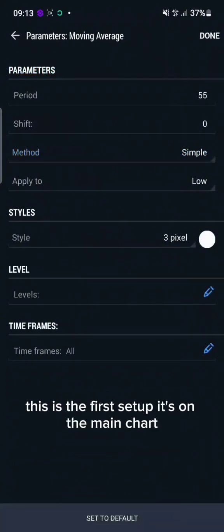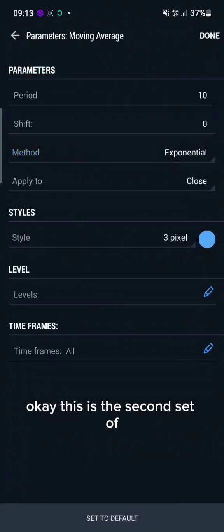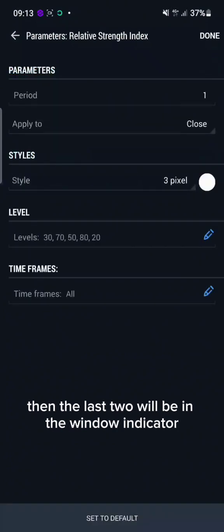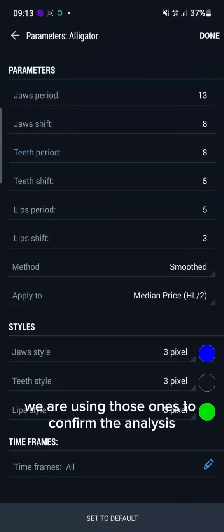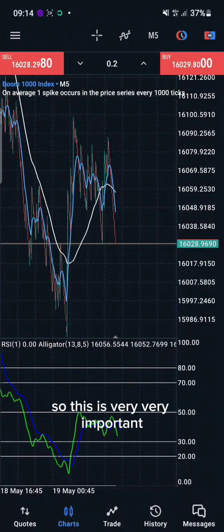This is the first setup. It's on the main chart. You can screenshot it and do it on your chart. This is the second setup, and of course it's also on the main chart. Then the last two will be in the window indicator, and we are using those ones to confirm the analysis on the main chart. So this is very important.